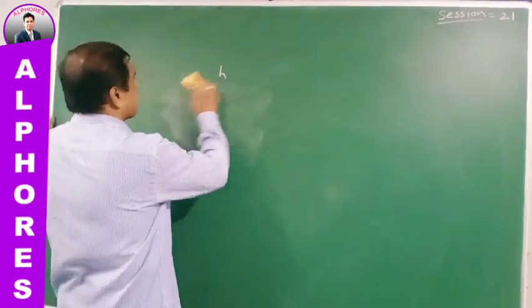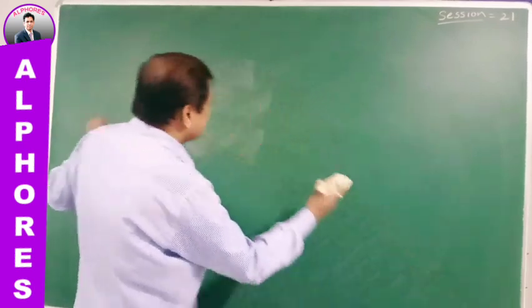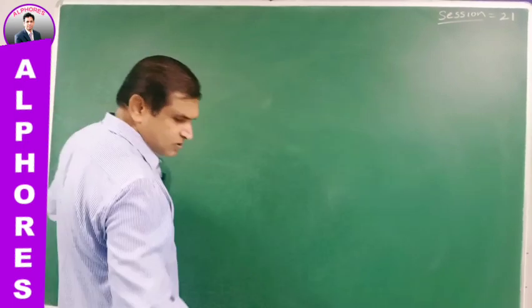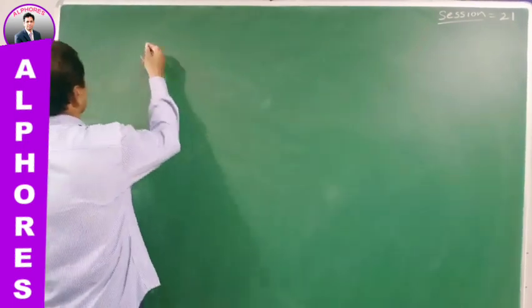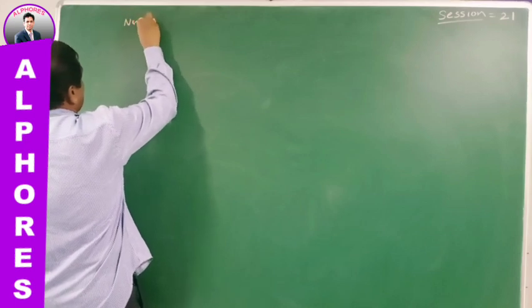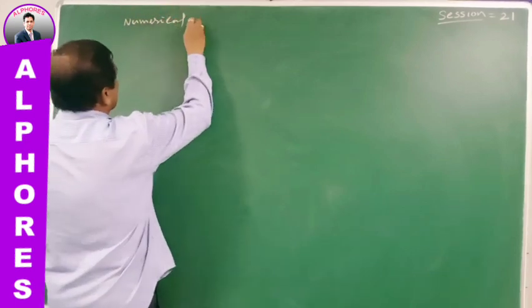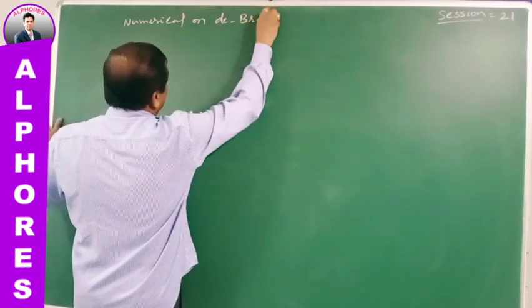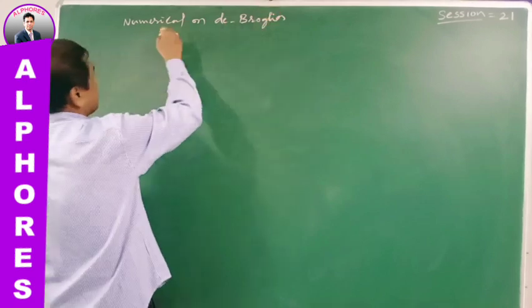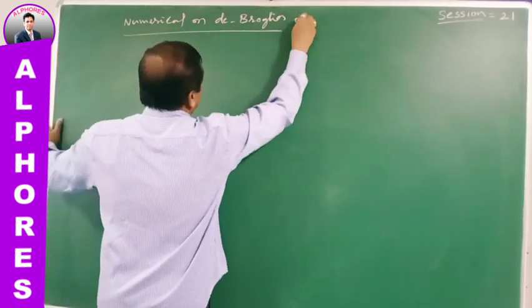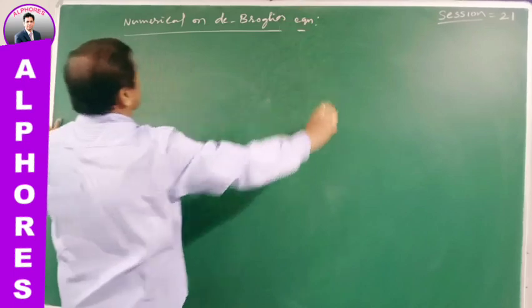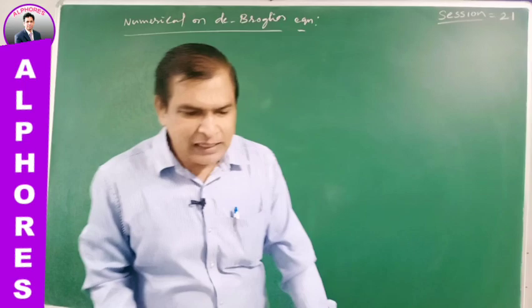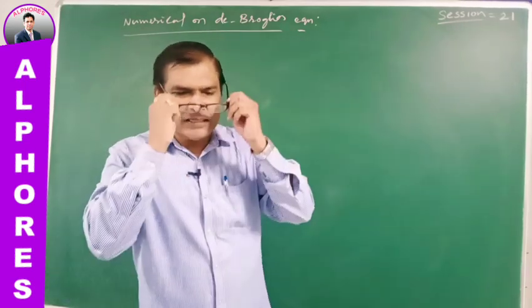Let us find a numerical on de Broglie's equation. Okay, so write down the numerical. Yes, the numerical is like this.